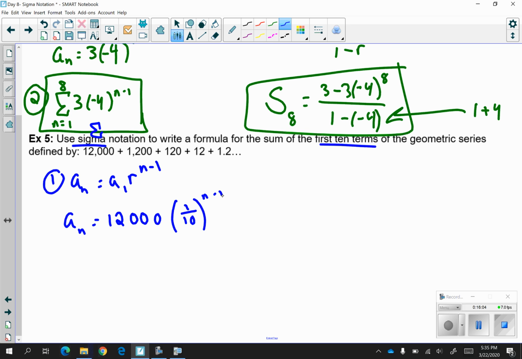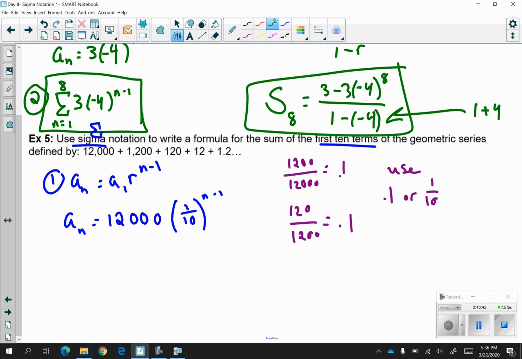Now, if you're stuck with that, what you could do is on the side, 1,200 divided by 12,000 is 0.1. If you do 120 divided by 1,200, you'll still get 0.1. Now, you can use 0.1 or you can use 1 over 10. The choice is yours. I tend to like fractions, and that's what I stick with.